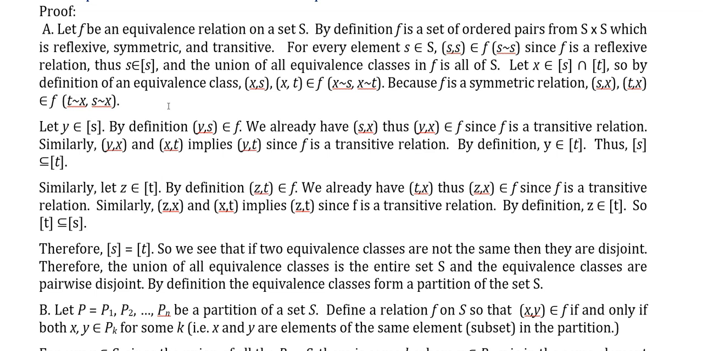Okay, so now what do we want to do? We want to show that these equivalence classes of s and t are the same. So we need to take an element in the class of s and show that it has to be in the class of t. Let y be an element of the equivalence class of s. By definition, (y, s) is in F. In other words, y is related to s. We already have s is related to x. So y has to be related to x, so (y, x) is in F, since F is a transitive relation.